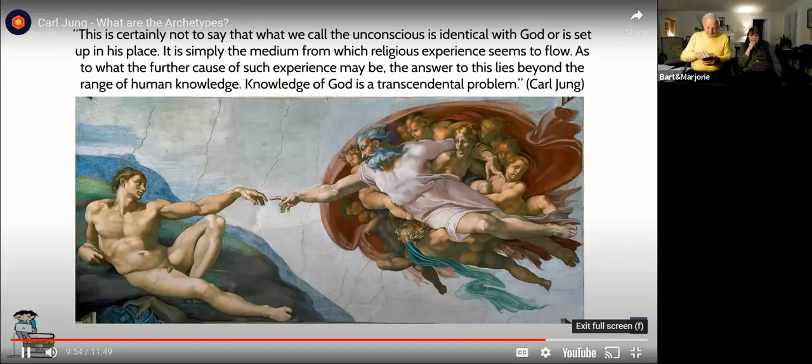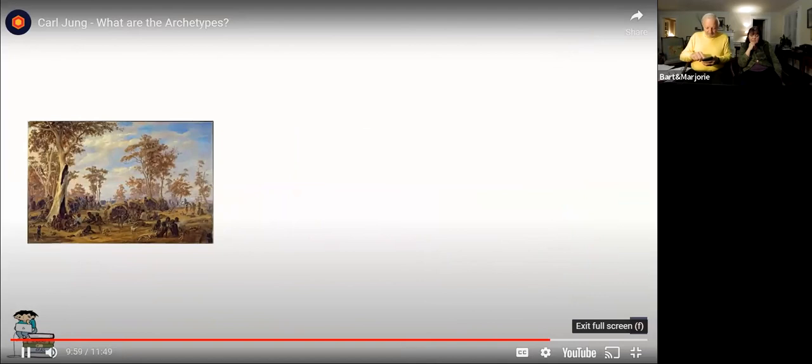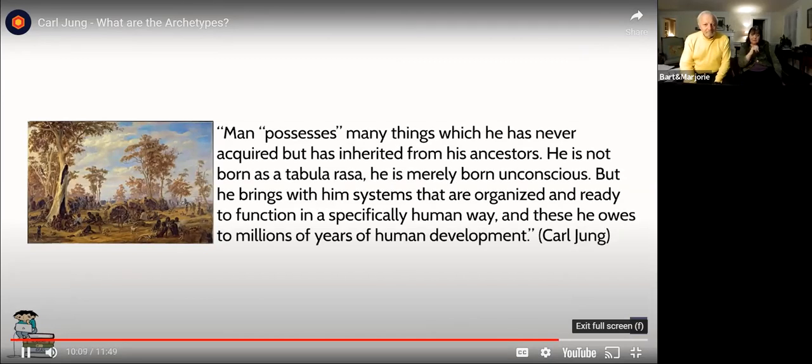Throughout Jung's life, he struggled with the question as to what the ultimate source of the archetypes was. At times, he suggested they arose in an evolutionary manner and were subject to change over long periods of time. The following passage reflects this view. Man possesses many things which he has never acquired, but has inherited from his ancestors. He is not born as a tabula rasa, he is merely born unconscious. But he brings with him systems that are organized and ready to function in a specifically human way, and these he owes to millions of years of human development.